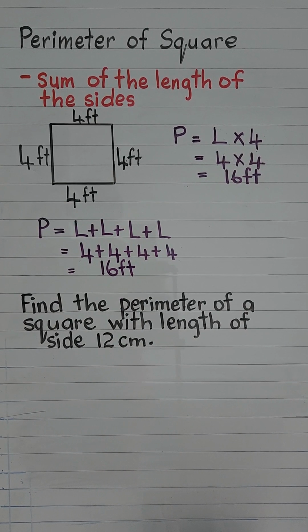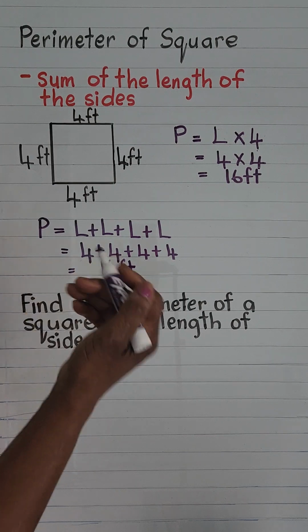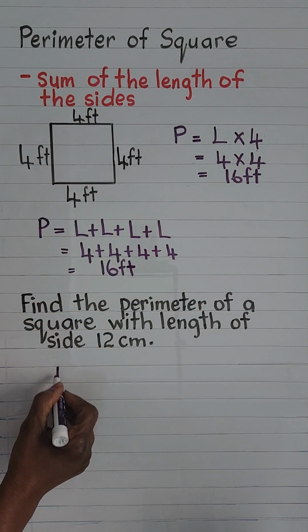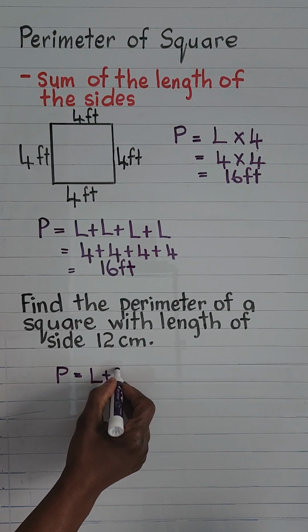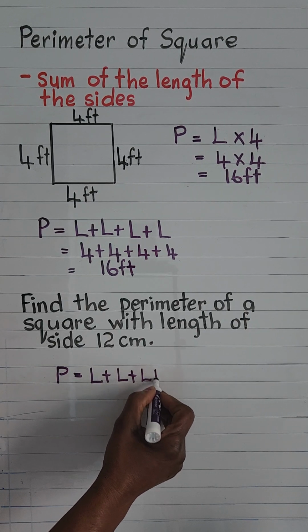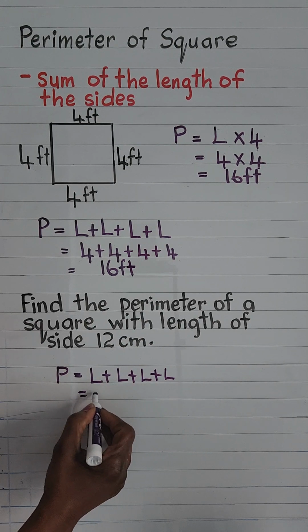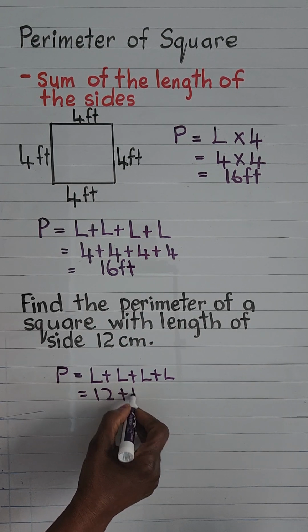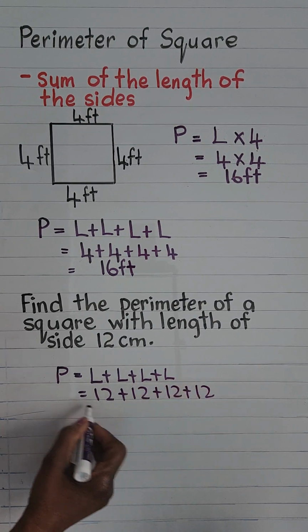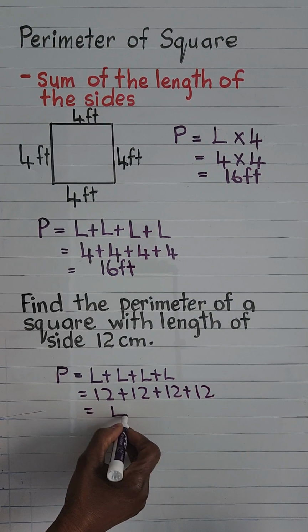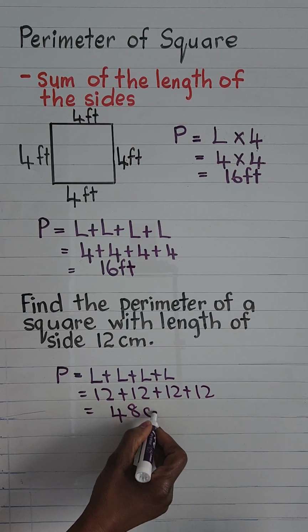Next, find the perimeter of a square with length of sides 12 centimeters. So we could use it 2 ways. P equals length plus length plus length plus length equals 12 plus 12 plus 12 plus 12 equals 48 centimeters.